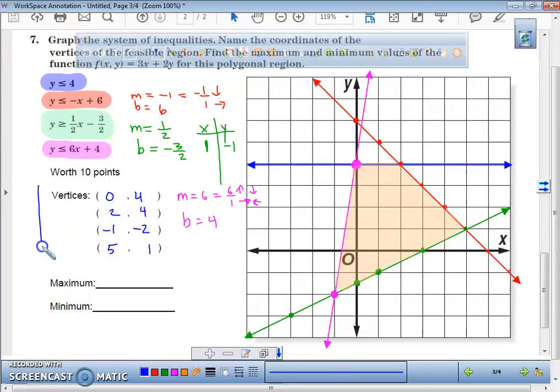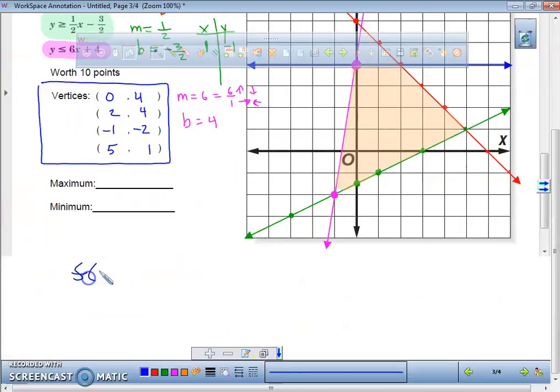So take these vertices, everybody. Take these vertices, and we're going to plug them into our function. Our function is right here, 3x plus 2y. So we go down right here, we put f of x comma y equals 3x plus 2y. We're going to plug these in.